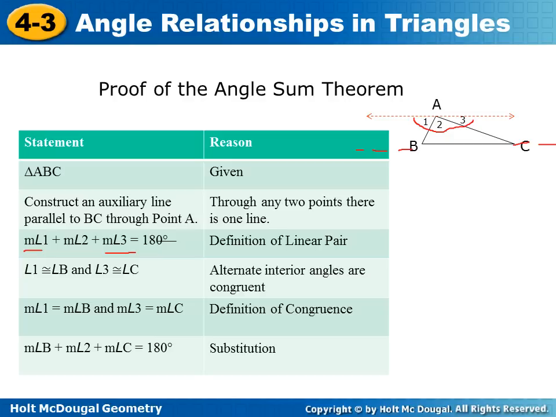Next we have measure of angle 1 equals measure of angle B, and measure of angle 3 is equal to measure of angle C, because the definition of congruence states that one angle's measure is equal to another angle's measure if they are congruent. Now, doing a substitution, we can show that measure of angle 1 substituted for B gives us measure of angle B plus measure of angle 2, and then substitute C in for 3, plus measure of angle C is equal to 180 degrees. B, angle 2, which is the same as angle A, and angle C are the three angles of the triangle. Therefore, our proof has been proven.